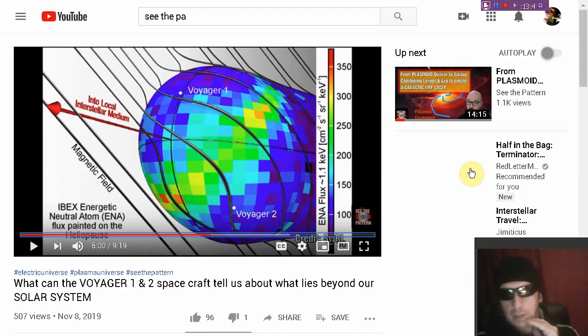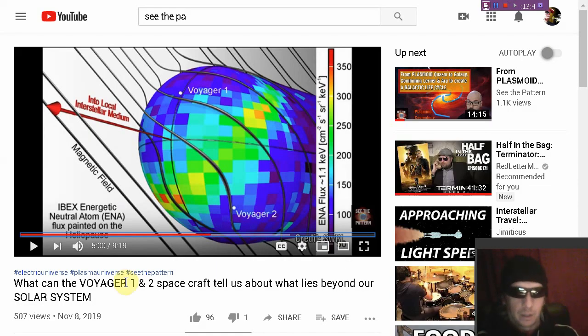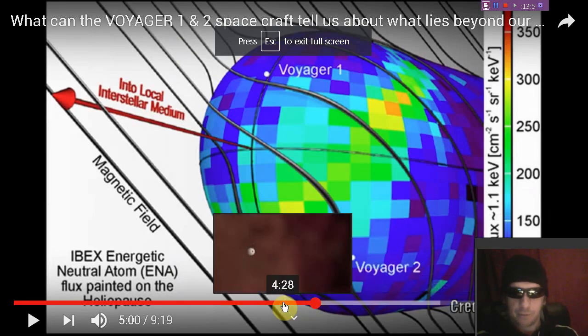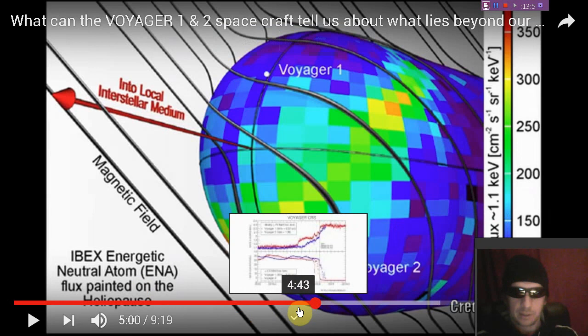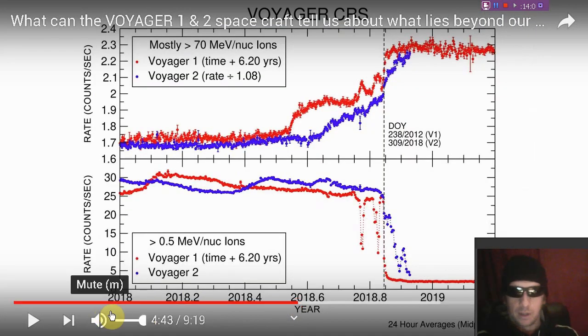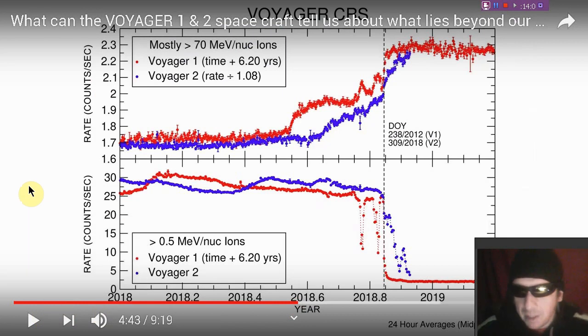Now let's talk about See the Pattern, as Gareth brought up some interesting stuff that either escaped me or I just failed to realize. It has to do with the fact that Voyager 2 found what they called leaky plasma around the heliopause as it left the heliosphere. So check out this video from See the Pattern. Gareth doing a fine job, and this is an image of the solar wind dropping as galactic cosmic rays increase. So check that out.